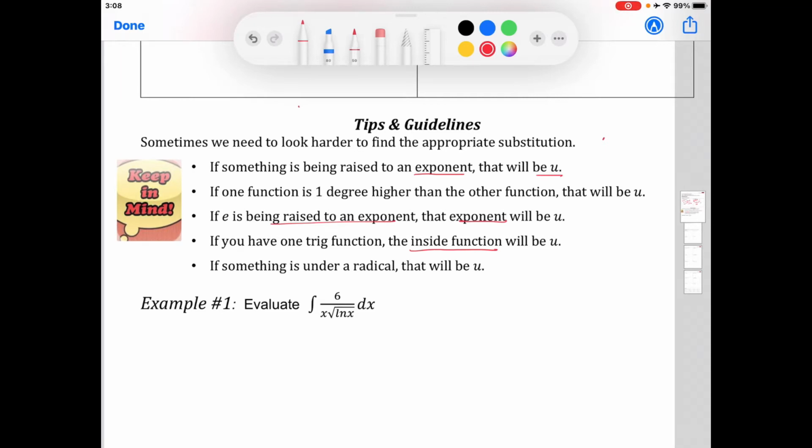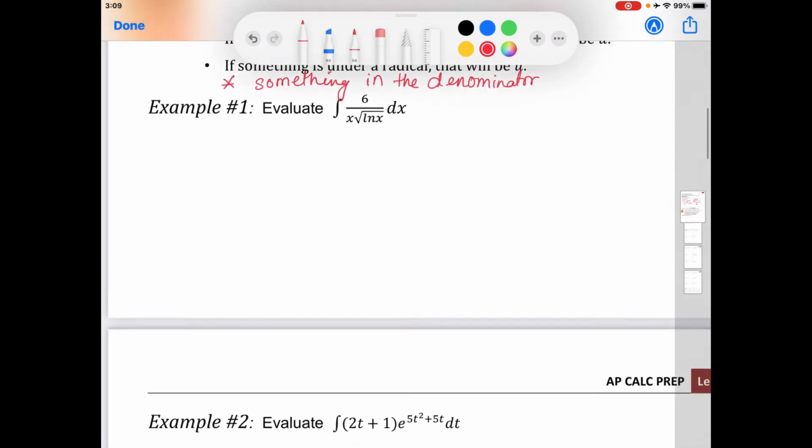We can rewrite the radical as the exponent. So that would be something that we did in lesson 1. Also, one thing I want you to add: if you have something in the denominator, that will be a U. Okay, so let's get started with example 1.